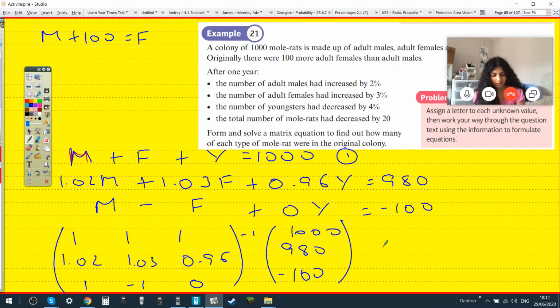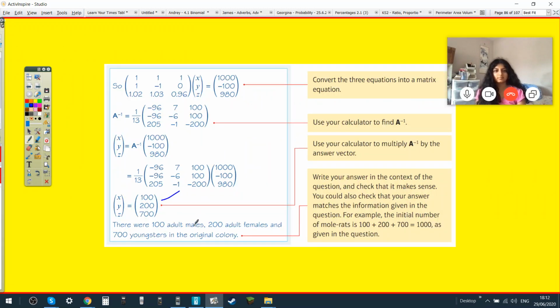100, 200, 700. 100. XYZ or whatever. 100, 200, 700. Sorry, M F Y. 700. 100, 200, 700. There you go. So you can do it purely by matrix.